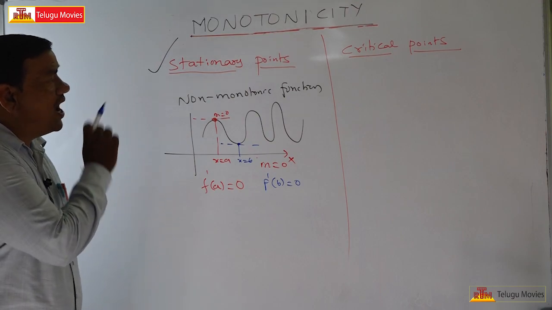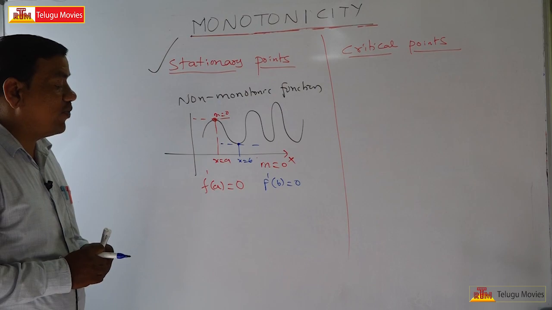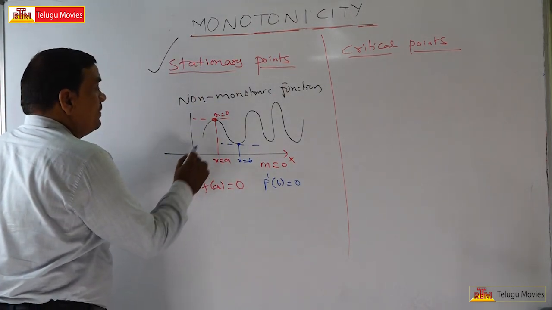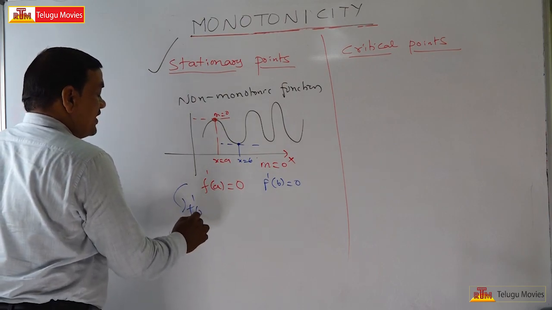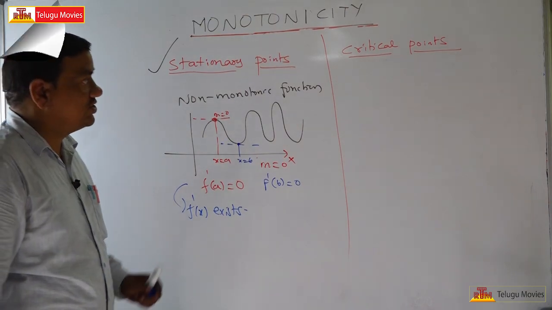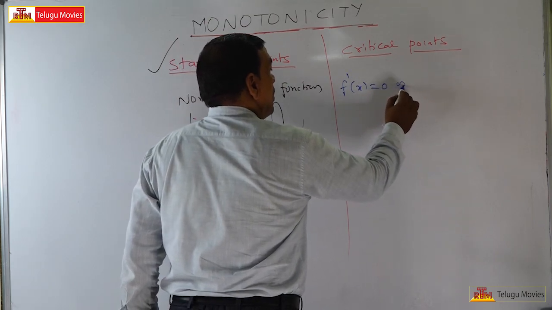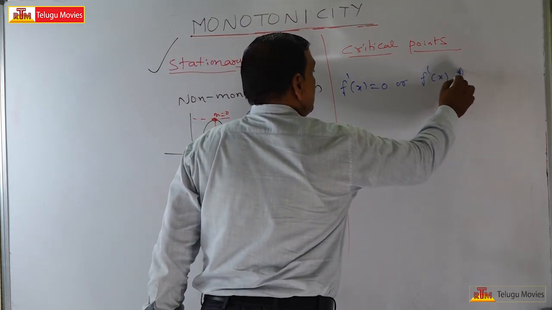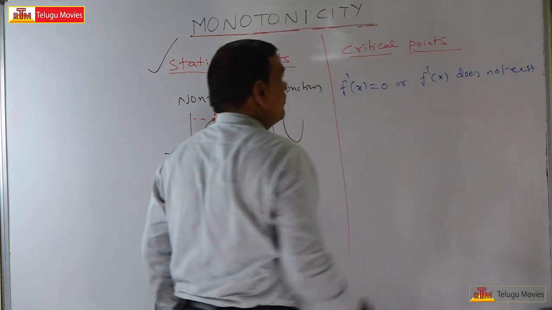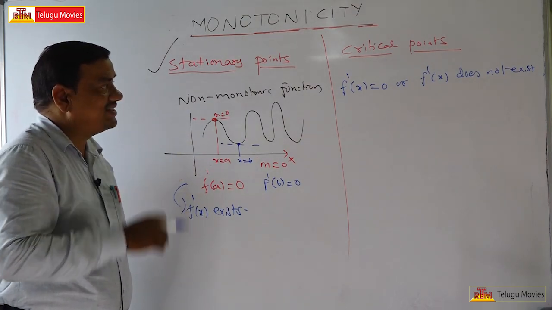Okay. What about critical points? We will see that. What do critical points mean? First of all, f dash of x should exist. F dash of x is equal to 0 or f dash of x does not exist. For critical points, f dash of x is equal to 0 or f dash of x does not exist.